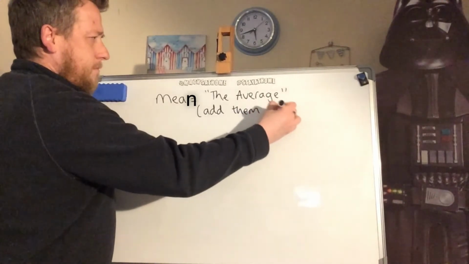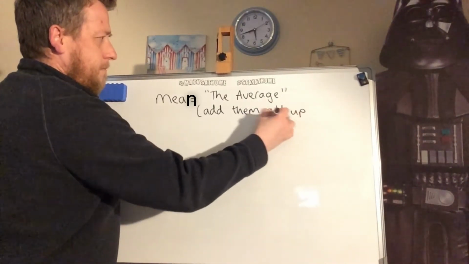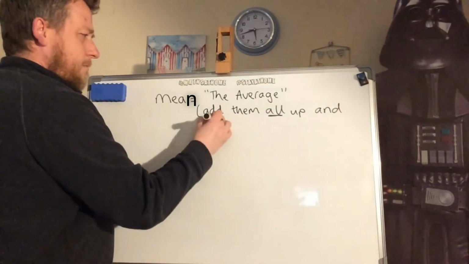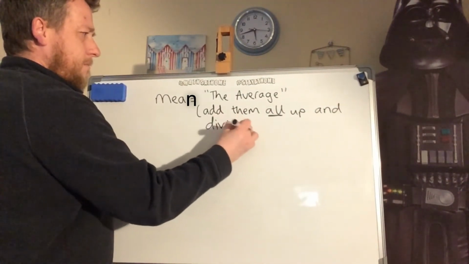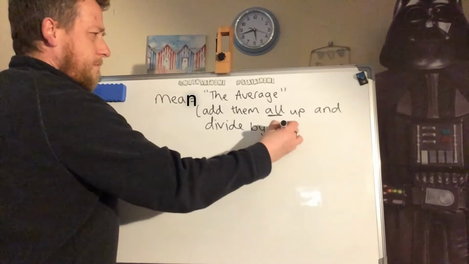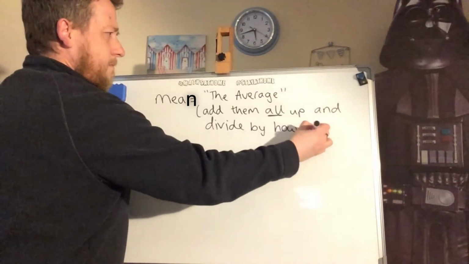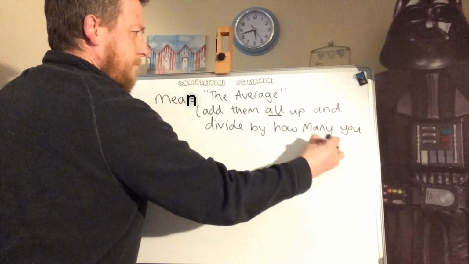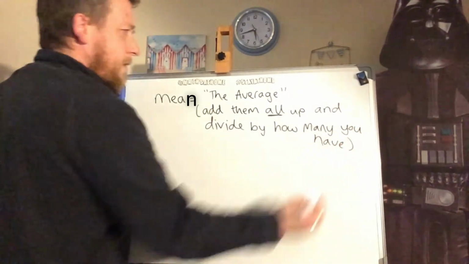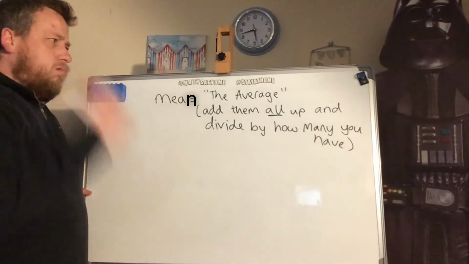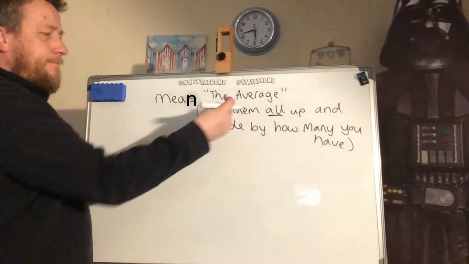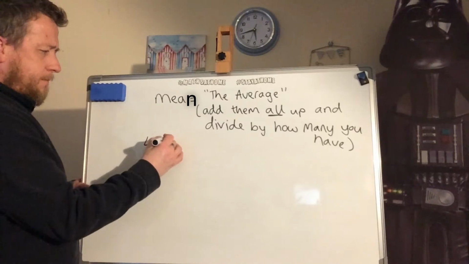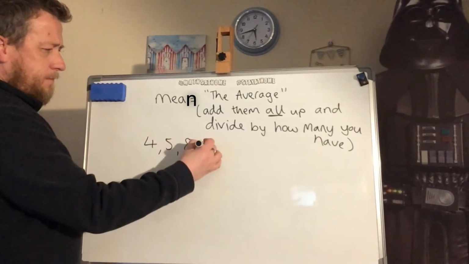Well, the only real way to do it is to actually explain what you have to do to find the mean. So, as you can see, simply you add them all up, so all of the numbers that you are given, you add them all up, and then you divide by how many you have. So it's the only one of the averages that involves calculations, which is why it's quite often referred to simply as the average. Okay, let's have a look.